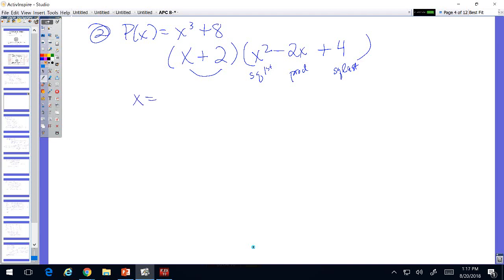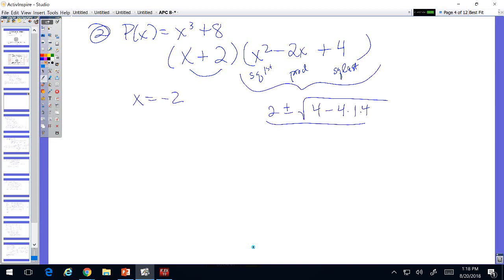Now, I can already see one of the zeros right here. It's very clear. What would make that first factor equal to 0? Negative 2. So the first zero is negative 2. Now, if I factored correctly, that trinomial will not factor again. So if I have a quadratic that will not factor, what do I do to solve? Quadratic formula. So I do negative b plus or minus the square root of b squared minus 4 times a times c, all over 2 times a. This simplifies to 2 plus or minus root 12.